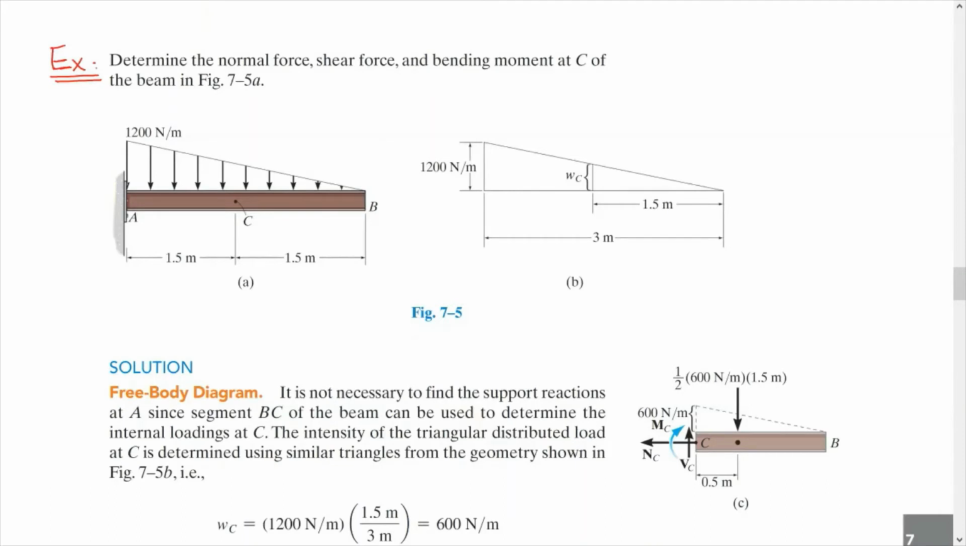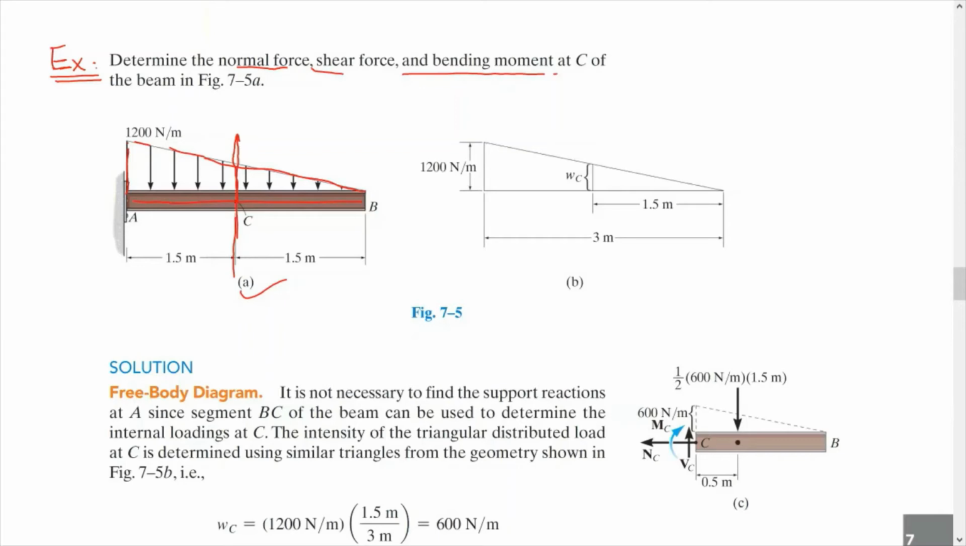In this example, we do have a cantilever beam loaded with a triangle distributed load, which is this one here, okay? And we need to find the normal force, shear, and bending moment diagram at point C. This is the point C of the beam, which is this beam. So here, in this case, we have two ways to do it. One of them is smart and one is not. Let's see how that goes.